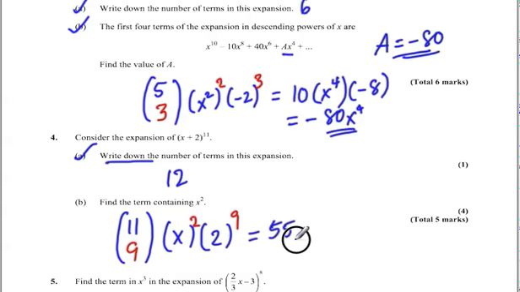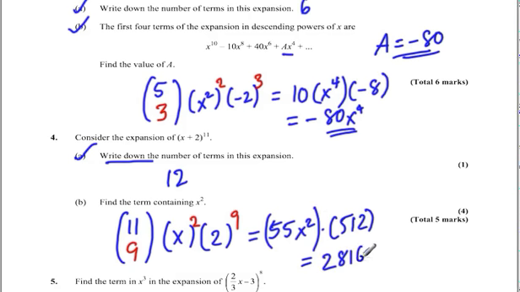X squared is simply x squared times 2 to the power of 9. 2 to the power of 9 is 512. So it's 55x squared times 512, and what that is equal to is 512 times 55, which is 28160 x squared. And so that's the solution for B. All right, let's move on.